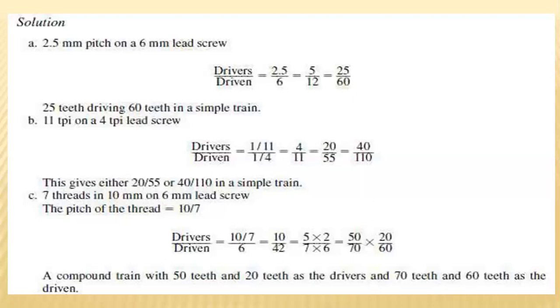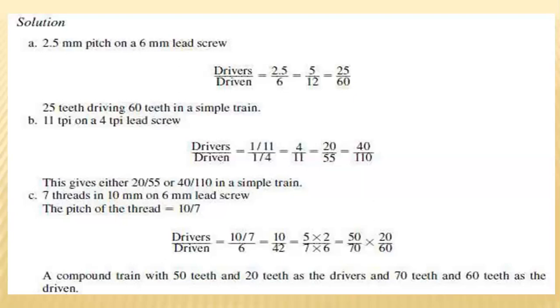Simultaneously, 11 turns per inch on a 4 turns per inch lead screw. There is 1 by 11 by 1 by 4, which gives 4 by 11, multiplying 2 into 5 gives 20 by 55, which is equivalent to 40 by 110. We can calculate it as 20 by 55 for our convenience, or else the equivalent value, 40 by 110. Very simple gear train.